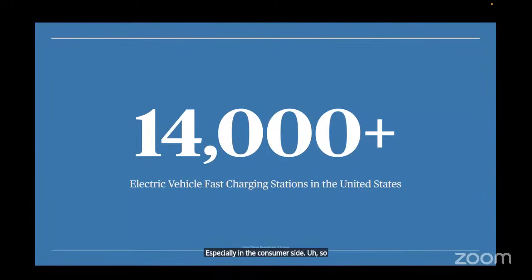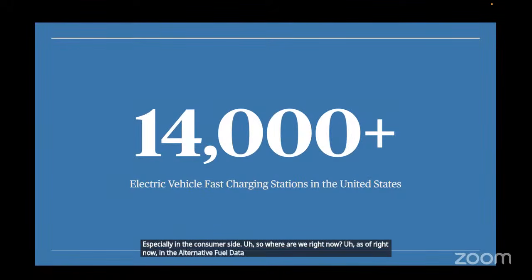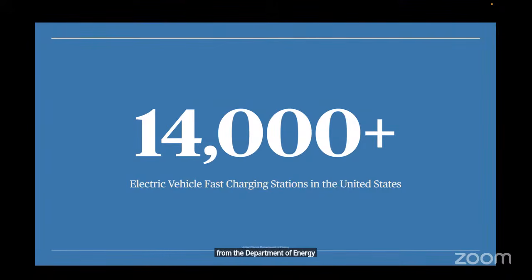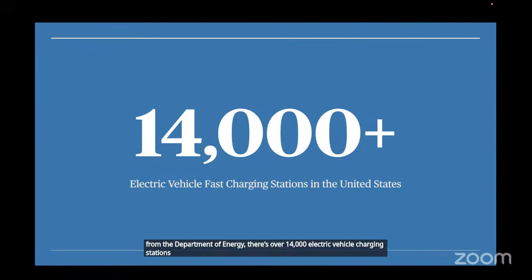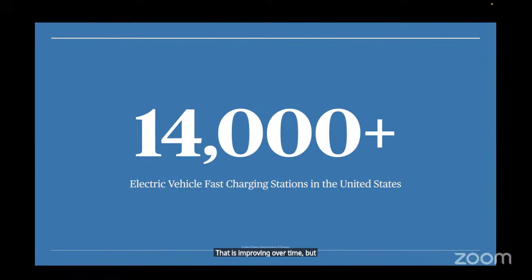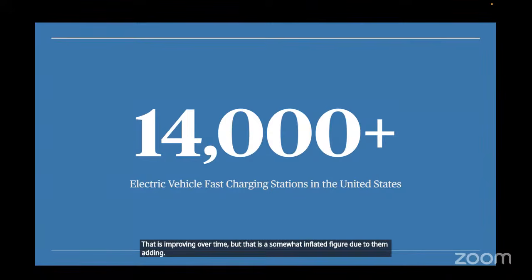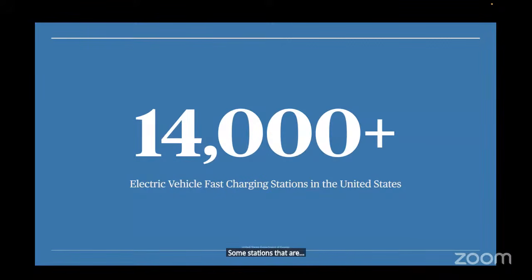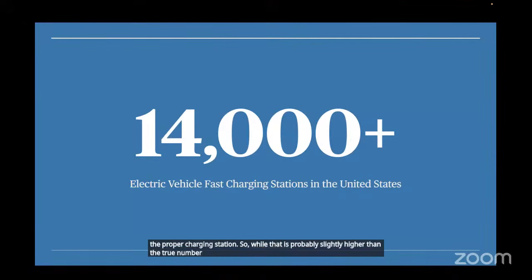So where are we right now? As of right now, in the Alternative Fuel Data Center from the Department of Energy, there's over 14,000 electric vehicle charging stations in the United States. That is improving over time, but that is a somewhat inflated figure due to them adding some stations where each charge point is counted as a charging station, and some are just the proper charging station. So while that is probably slightly higher than the true number, that is a good ballpark for the overall.